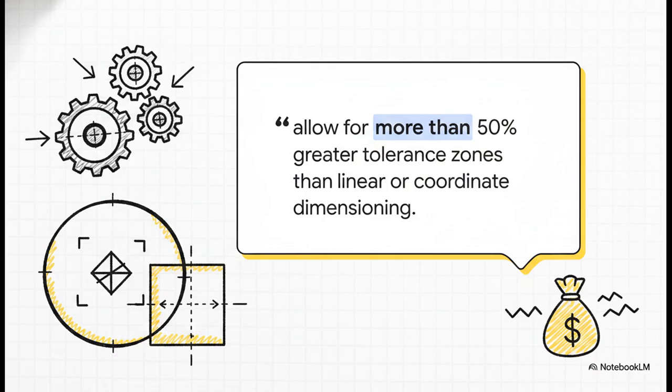I really want to drive this point home. GD&T is not the enemy of manufacturing. When you apply it correctly, proper GD&T actually opens up your tolerance zones by more than 50% compared to old-school linear dimensions. It gives the machinist way more breathing room and cuts down costs, provided it actually aligns with the real functional intent of the assembly.